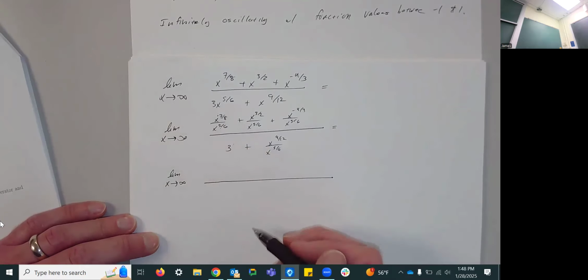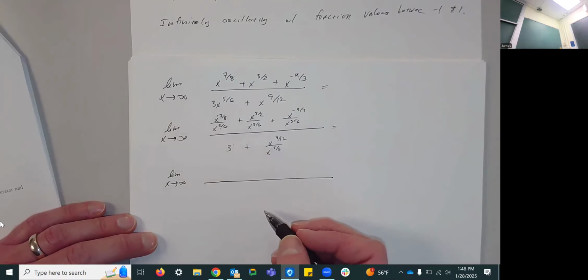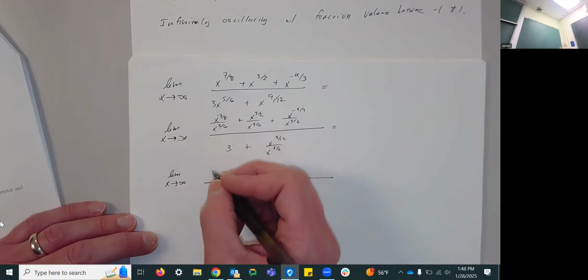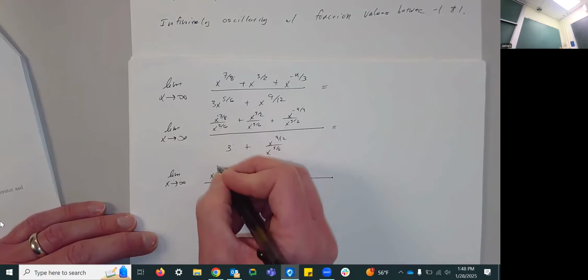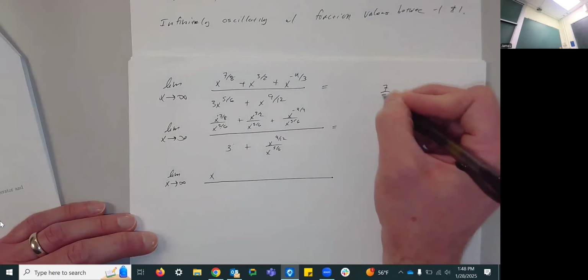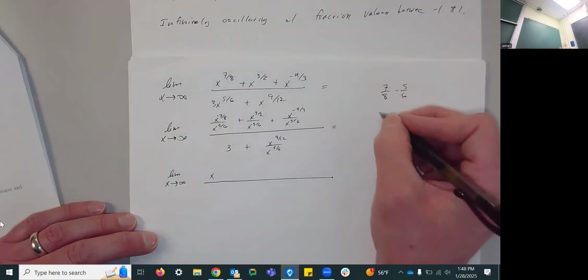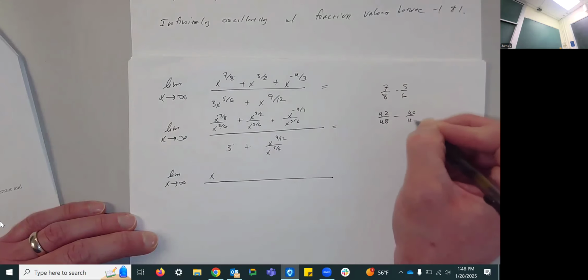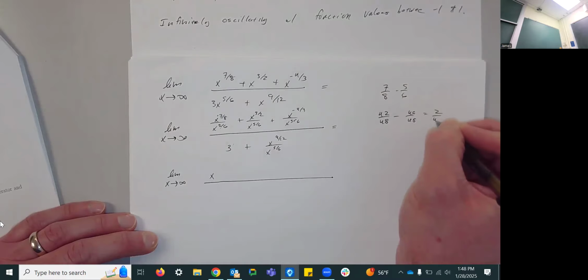7/8 minus 5/6 is positive. It's going to be 42 minus 40, so 2/8 or 1/4. Yeah, right. 7/8 minus 5/6 is going to be 42 over 48 minus 40 over 48. Just 2 over 48. Sorry.